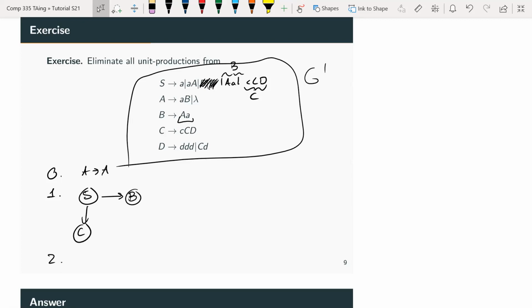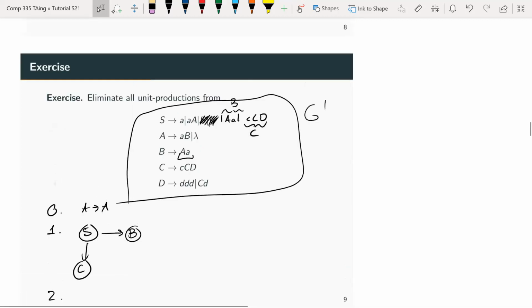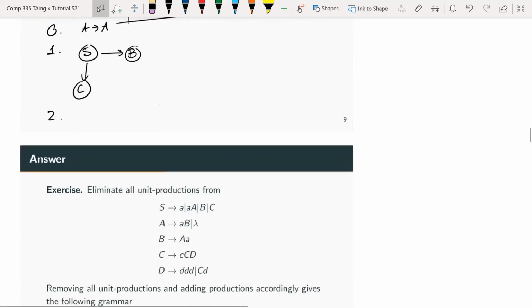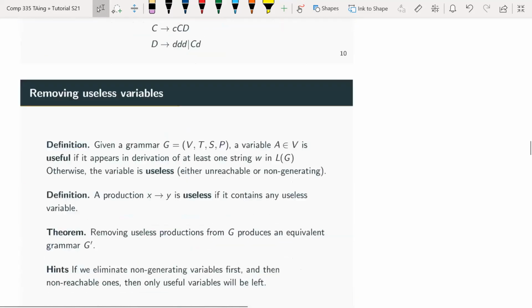Just FYI, we'll do an example at the end, but when you actually do all of the simplification, you start by removing all lambda productions. This was just for the sake of an example, but normally there wouldn't be any lambda productions at this stage. It was just to keep the example short.